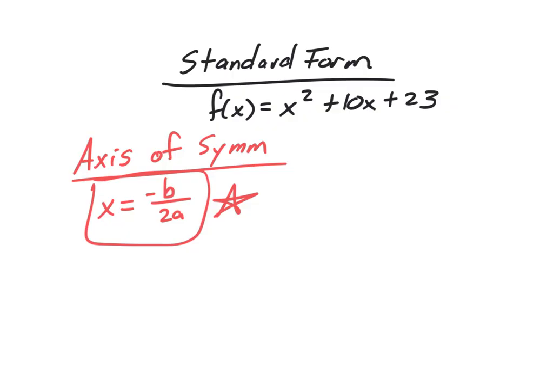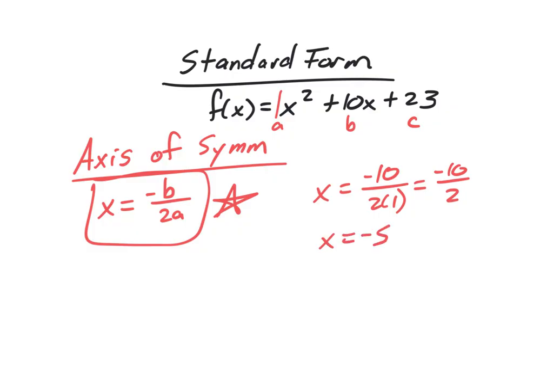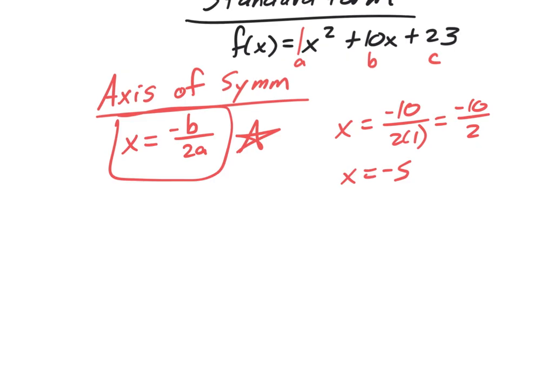And we're going to use our a, b, and c values like we did yesterday, except we're not going to solve it. We're not doing the quadratic formula. We're using the a, b, and c values to determine what the axis of symmetry is going to be. So this would be negative 10 over 2 times 1. So x equals negative 5. So x equals negative 5 is my axis of symmetry.